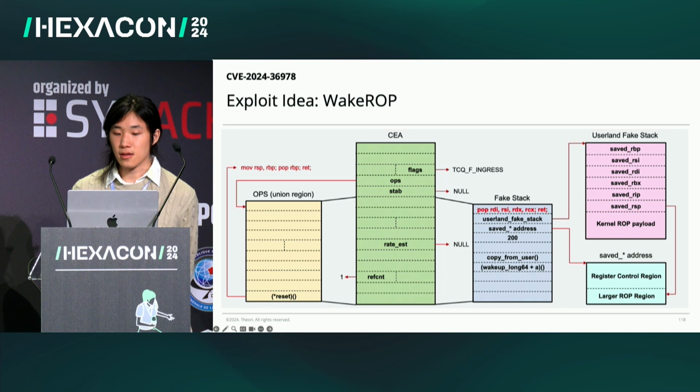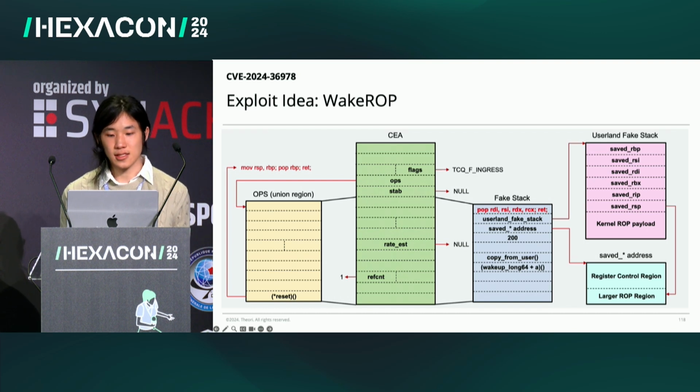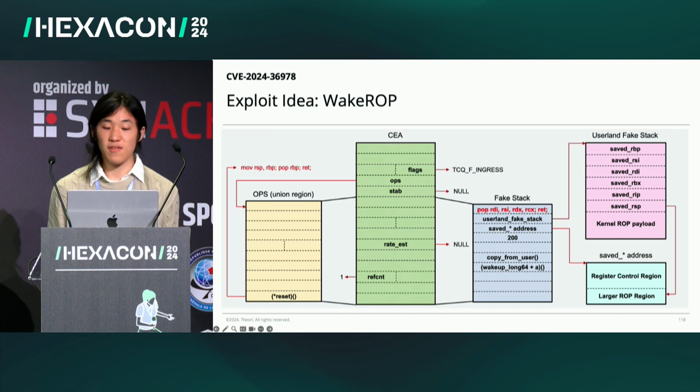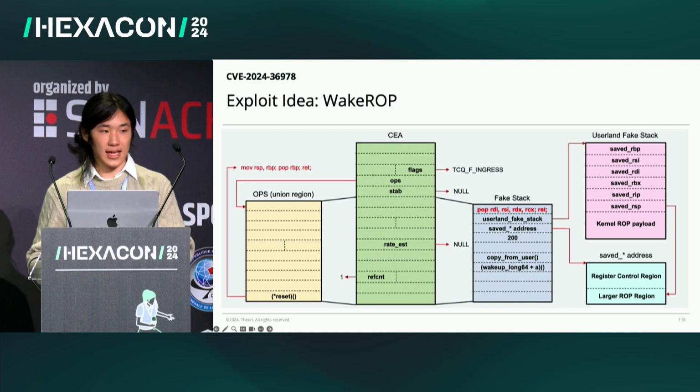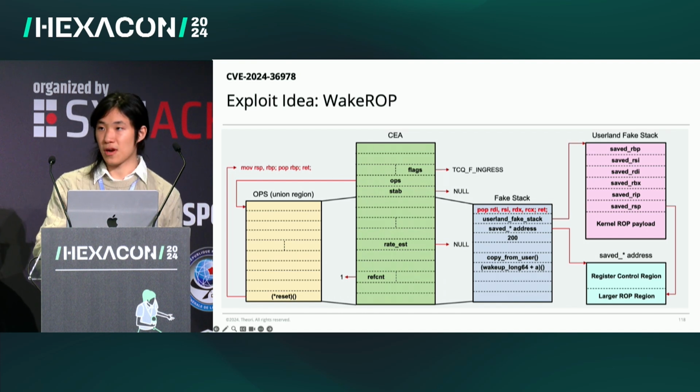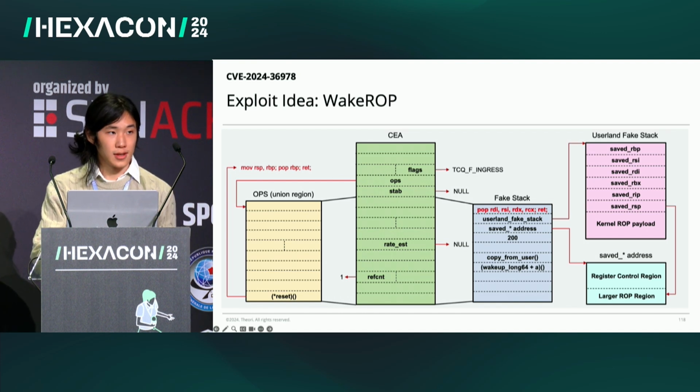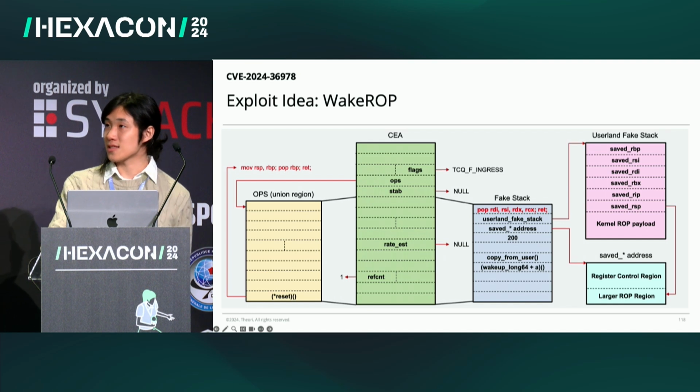Let's say that the fake stack is set like this: pop rdi, rsi, rdx, rcx, and write the user and fake stack, saved address, and the size. After that, we can call copy_from_user. The kernel copies the user fake stack to the saved context. After that, we can call wakeup_long64 plus some address. We can make a much bigger fake stack, and we can call arbitrary values. Now, we can do ROP. It is simple. So now we can get the exploit.